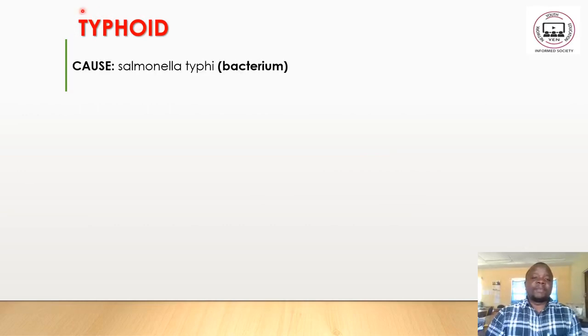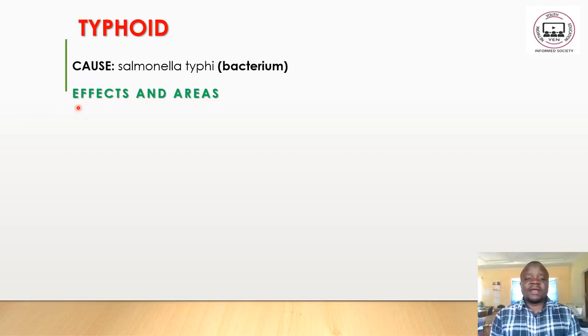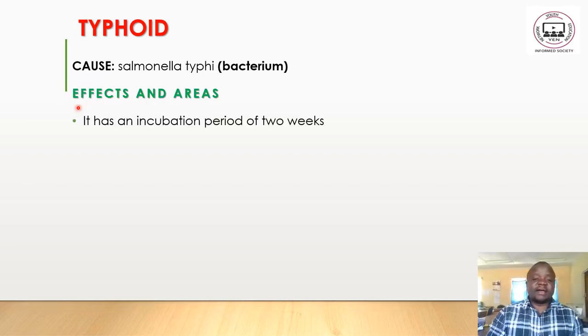The second example of infectious disease is what? Typhoid fever. This one is caused by Salmonella typhi. That's the name of the bacteria, Salmonella typhi. Effects and areas. What are the effects of typhoid and what areas does typhoid affect?